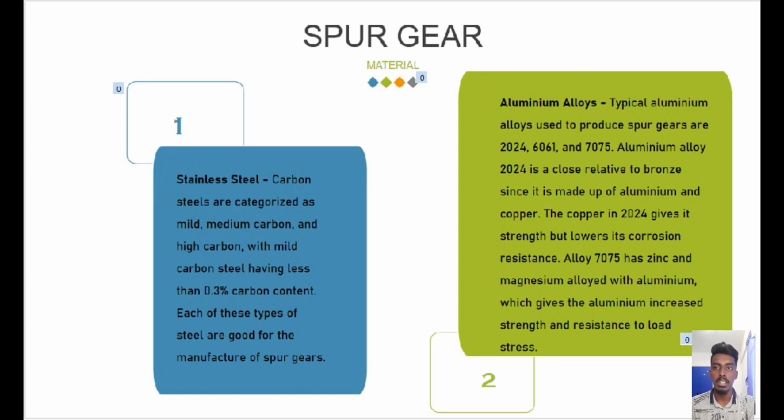I would like to continue the presentation with the materials used for gears. The first material is stainless steel. Stainless steel is categorized as a mild steel or carbon steel. It has very high durability, which is why it's used in gear systems or gear trains. The second one is aluminum alloy. Aluminum is widely used in the production of gears because of its high resistance against heat and its durability.